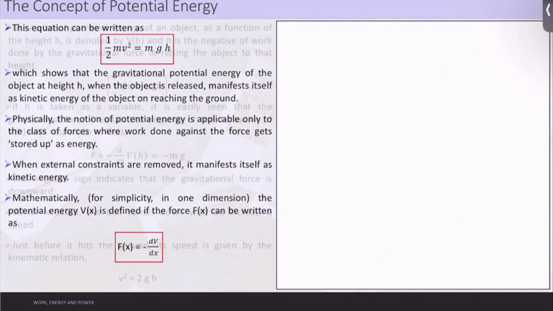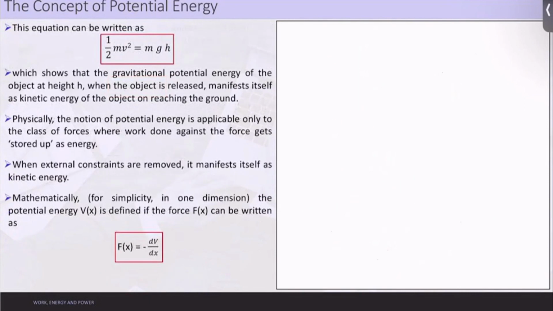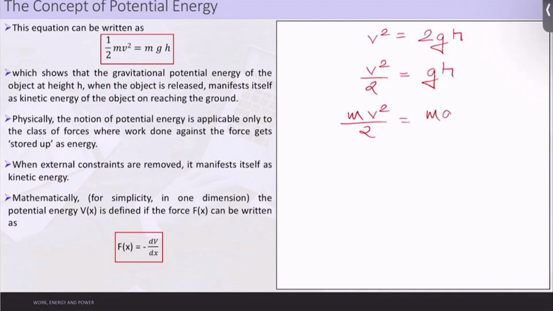Now, we got a kinematics relation as v square is equal to 2gh, correct? Now let us try to do some mathematical manipulations here. First of all, let me put 2 on this side. So I will get v square by 2 is equal to gh. There is no harm in the equation. Now let me multiply m on both sides. So I get mv square by 2 is equal to mgh.